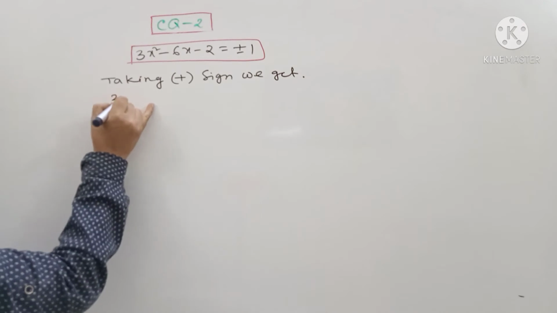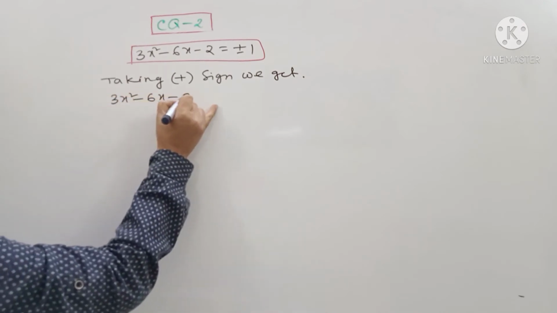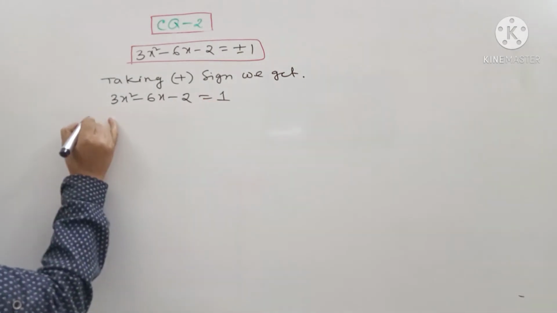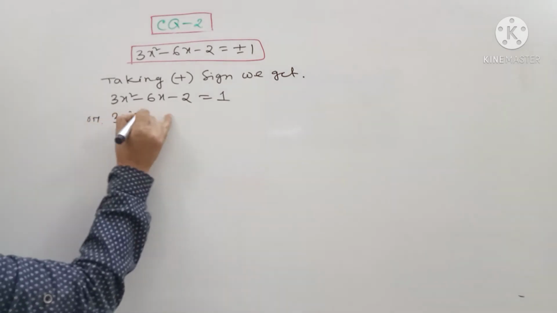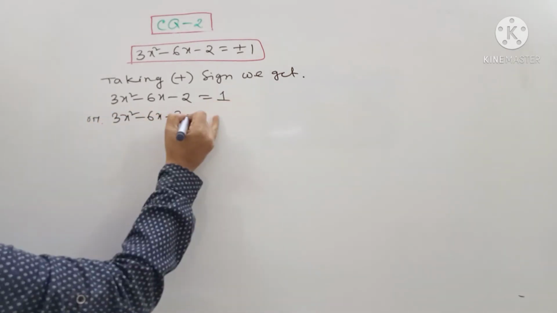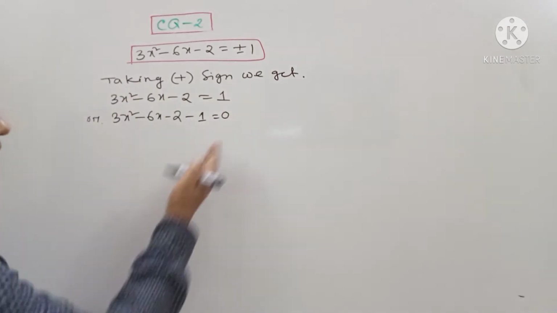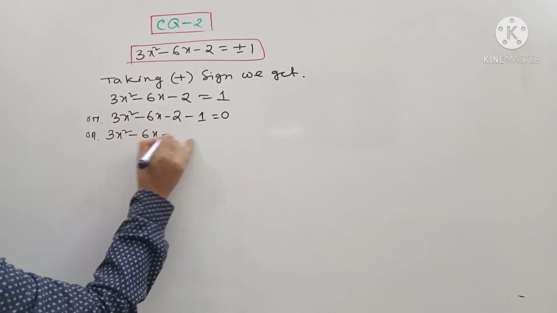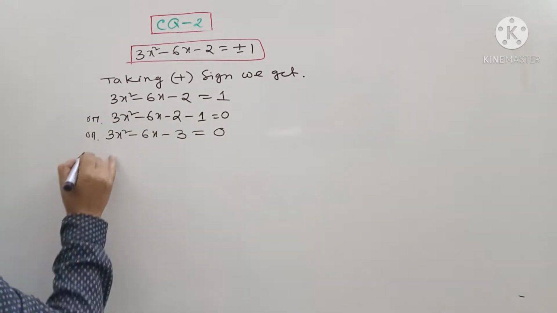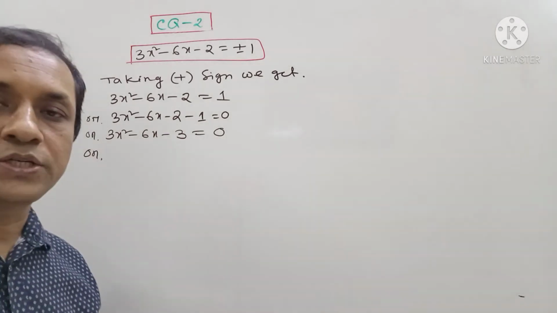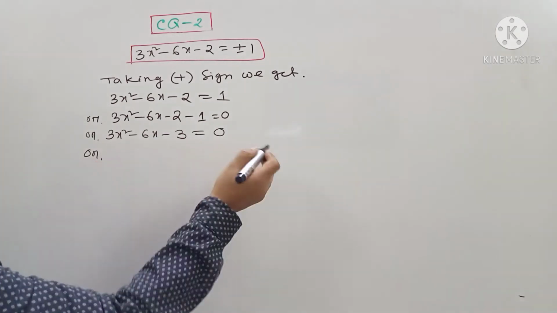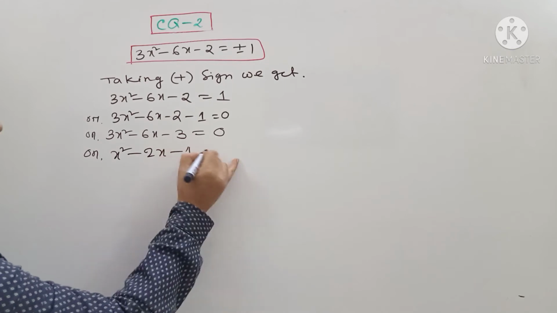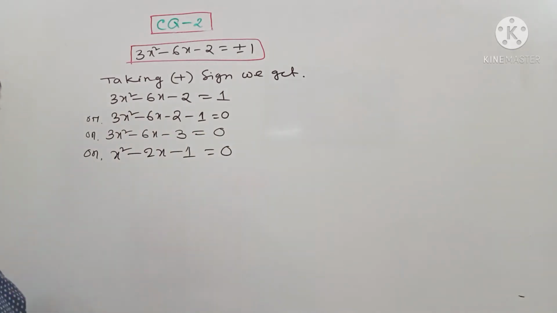3x squared minus 6x minus 2 equals 1, with 1 as the positive sign. Now take it to the left side: 3x squared minus 6x minus 2 minus 1 equals 0, so the right side will be 0, or 3x squared minus 6x minus 3 equals 0. Now dividing both sides by 3, we get x squared minus 2x minus 1 equals 0. Now find the value of x.